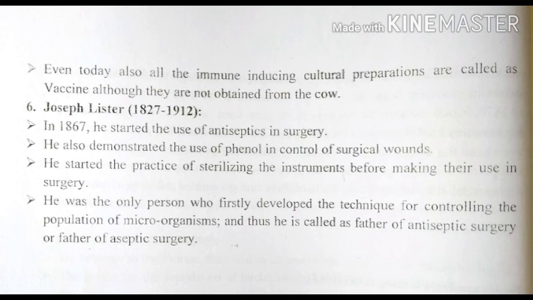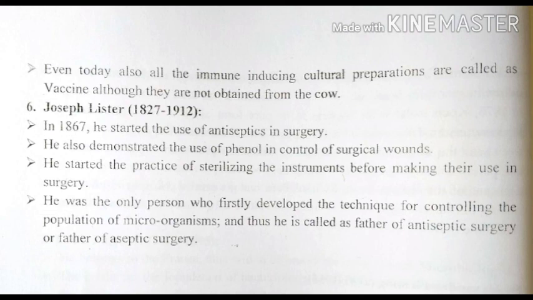The last microbiologist is Joseph Lister. In 1867 he started the utilization of antiseptics in surgery. Joseph Lister was the first who started the utilization of phenol as a chemical agent in order to control the growth of microorganisms in surgical wounds. He was also the first who started sterilizing all the instruments before using them in surgery.